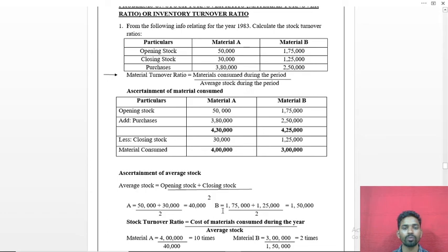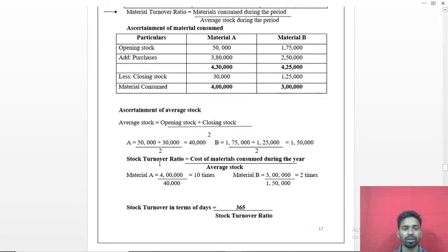Now we will calculate the stock turnover ratio: the cost of material consumed during the year divided by average stock. Individually, for material A, the cost of material consumed is rupees 4 lakh. Divided by the average stock for A, rupees 40,000, it is 10 times. So 4 lakh divided by 40,000 is 10 times, which indicates the stock turnover ratio in times.